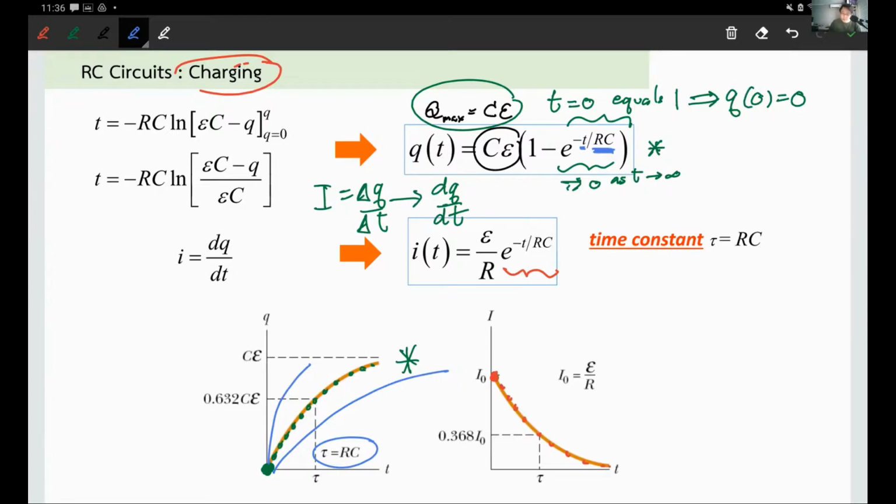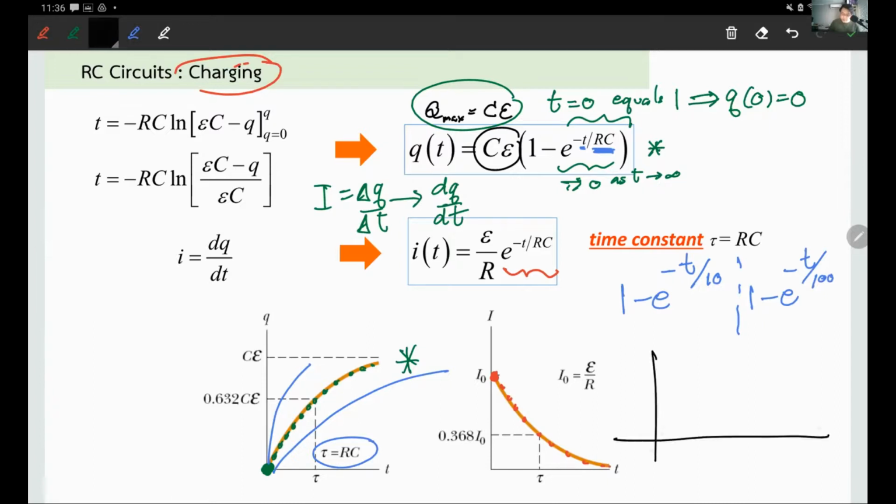Okay, so let me compare between these. If you have 1 minus e to the minus t over 10, and you want to compare this with 1 minus e to the minus t over 100. Okay, and I have two curves. Which is which? If this is A, this is B. Which curve is supposed to be for A and which for B?